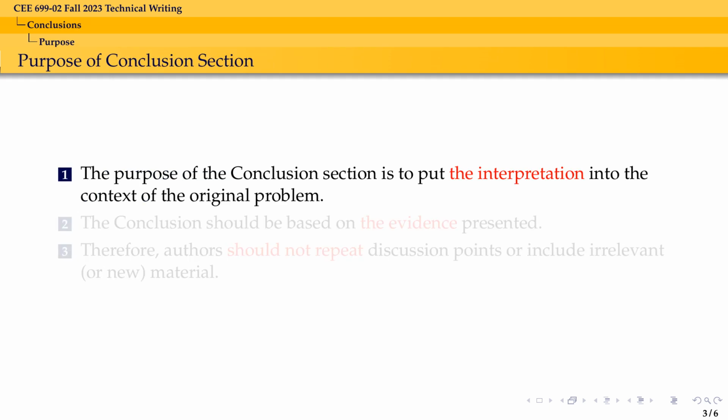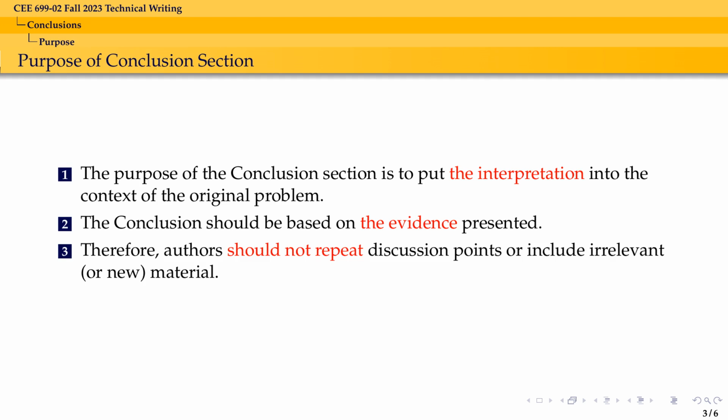First of all, the purpose of the conclusion section is to put the interpretation into the context of the original problem. Therefore, the conclusion section should be entirely based on the evidence presented in the previous sections. Because the conclusion section is for the analysis, it should refrain from repeating discussion points or including irrelevant materials. This section should not include any new information.